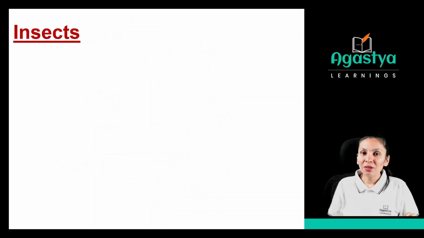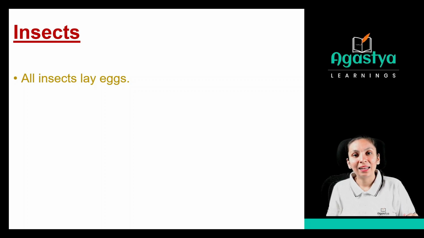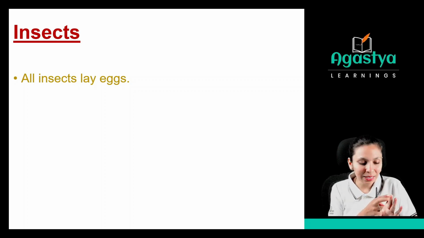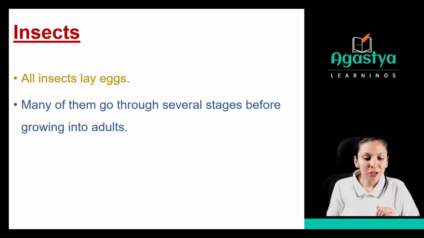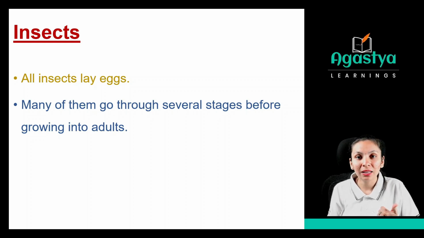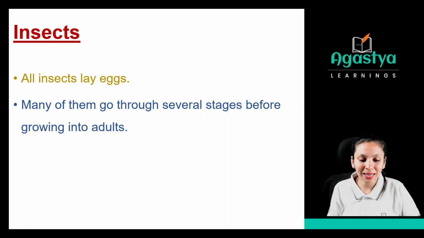Okay. Now we are going to learn the life cycle of insects. So all insects lay eggs. Now you know all the birds and all the insects lay eggs, and that is their method of reproduction. So many of them go through several stages before growing into adults. As we have seen for the frog, they grow in certain stages, becoming mature, right?